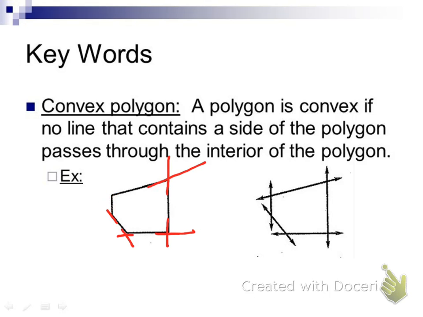Another way that I like to think about it is, these are called the vertices, or a vertex is the singular. None of the vertices are pointing in. They're all pointing out. So like the corners of the figure are all pointing out. That means it's convex.